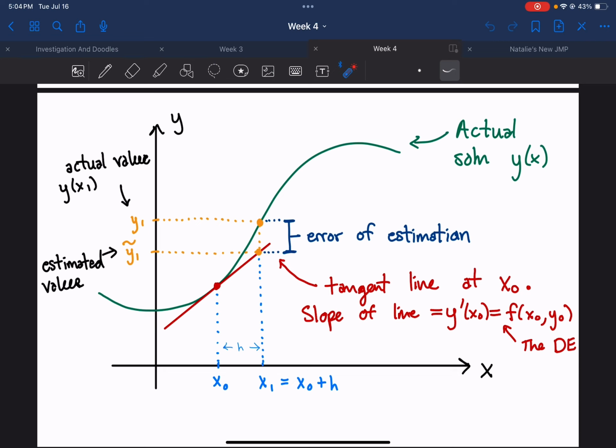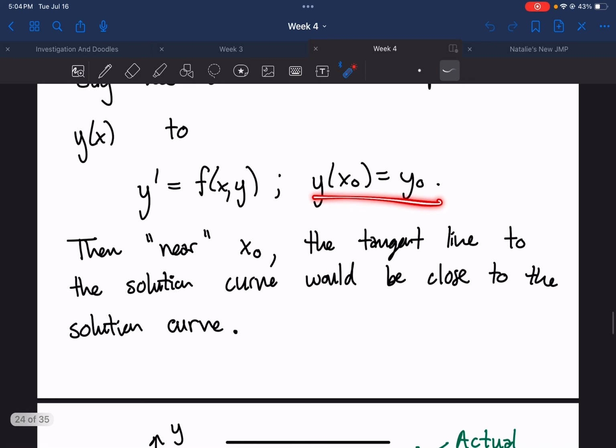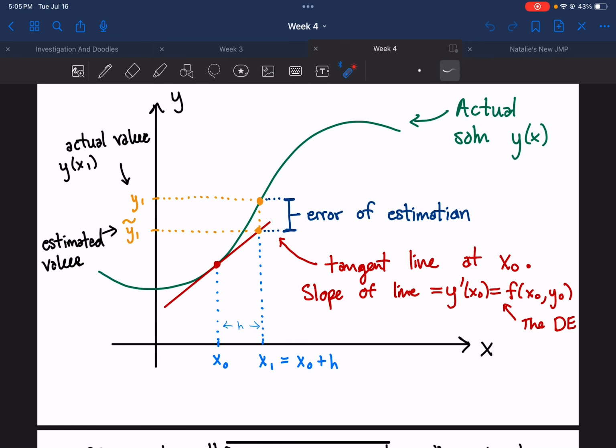Now, in the statement of the problem, they give us an initial condition, which means this point here, corresponding to some y0, is given. This is given to us. This is a fixed point, and we know it.